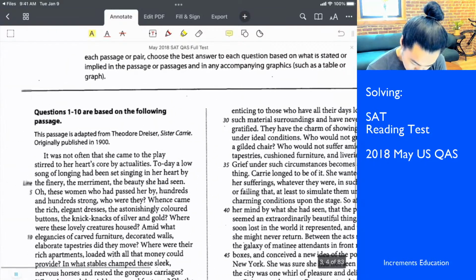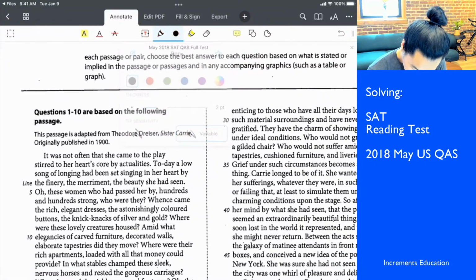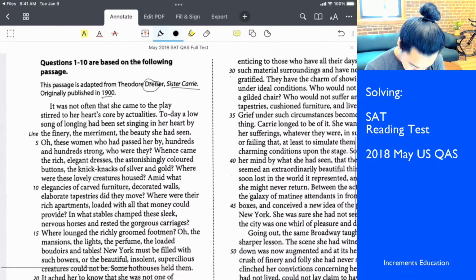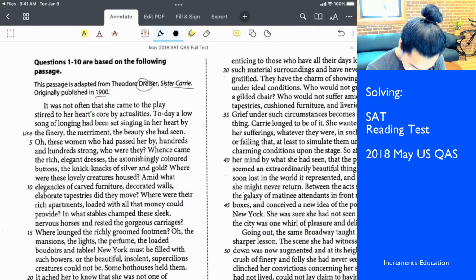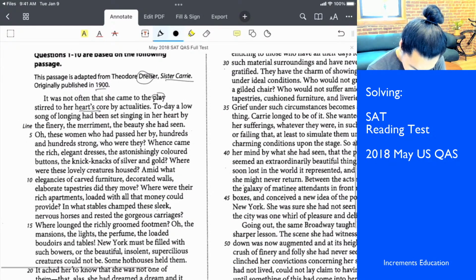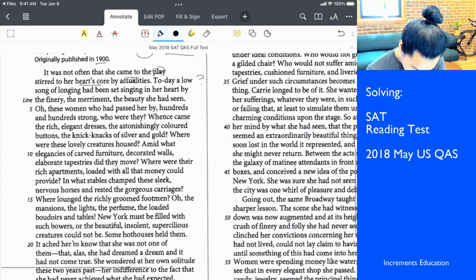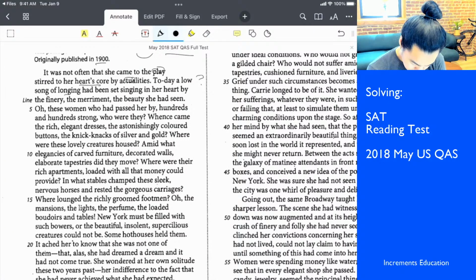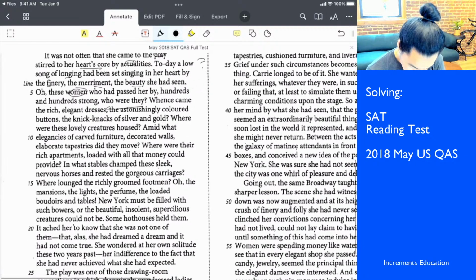Dreiser, never read Dreiser in my life. Okay, Sister Carrie, 1900. Okay, here we go. To the play. She came to be stirred to her heart's core. So she's at a play by what is actually, right? Been set singing in heart by the finery, the memory, the beauty she'd seen. Okay, the finery, the memory, the beauty. Oh, these women who had passed her by. Hundreds. Who were they? Okay, interesting.